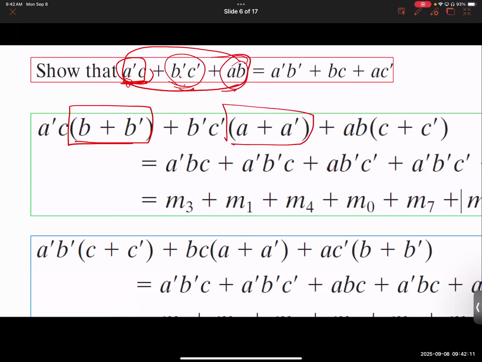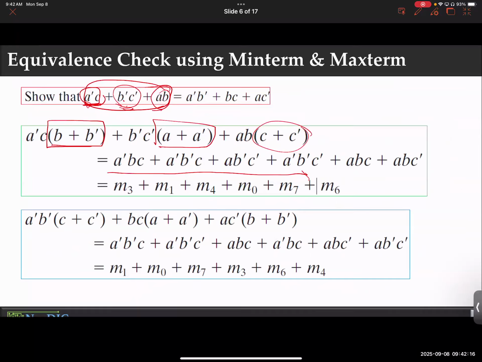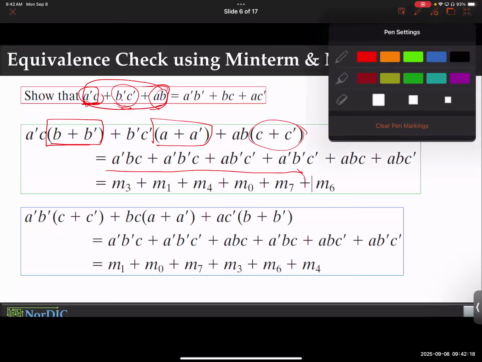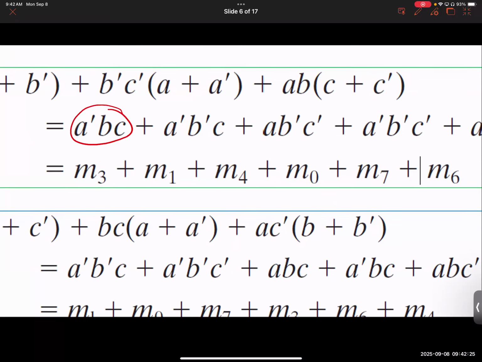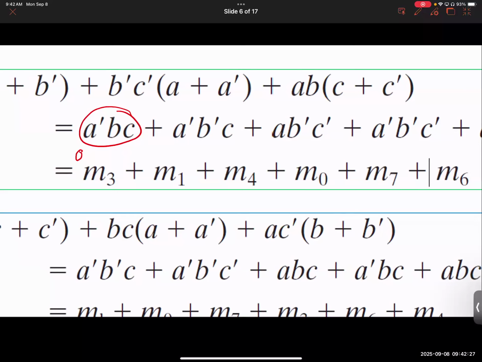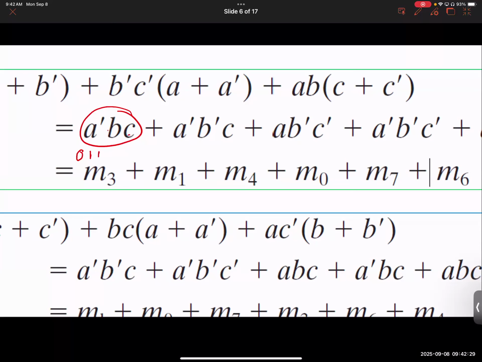Finally, AB doesn't have C, so I'm gonna add this. And then I'm gonna multiply it thoroughly. After you multiply, you basically represent these numbers with what we know. Can anybody help me convert this to binary? A prime should represent 0, B should represent 1, C should represent 1. So 1, 1 is basically 3. So this is M3. How about this one? A prime represents 0, B prime 0, C should be 1. So this is going to be 1.